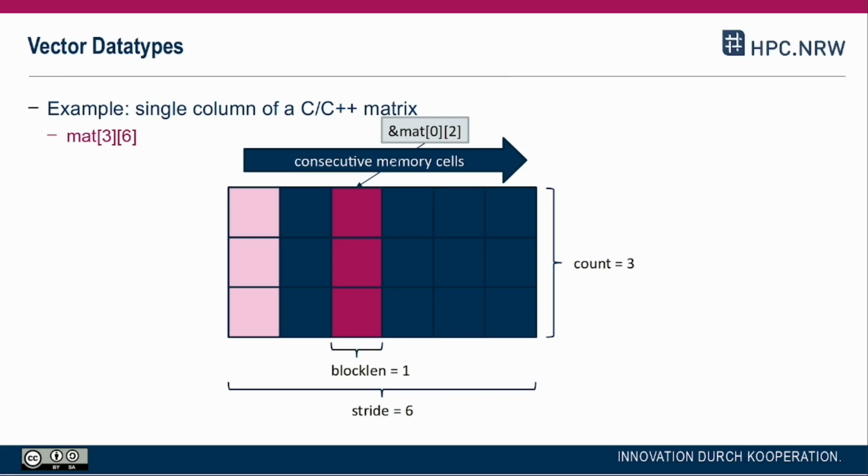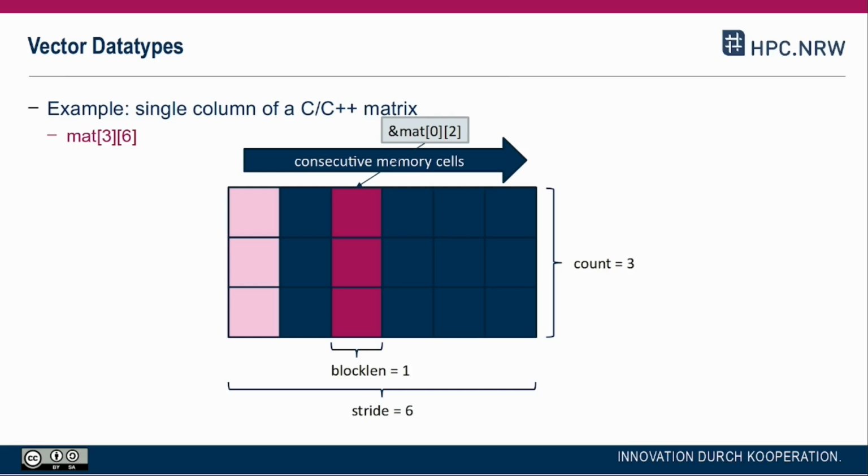So if I use this type, it is valid to use just a different starting address for this because the same things apply. I have 1, 2, 3, 4, 5, 6 as my stride. I have 1, 2, 3 count, and a block length of 1. Yeah, that's why I can reuse the same data type to transfer a different column.